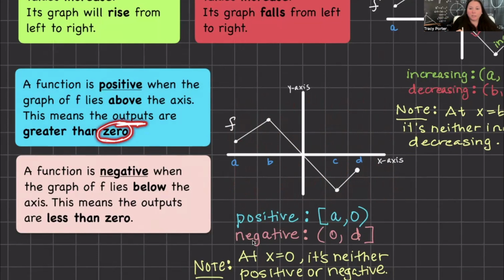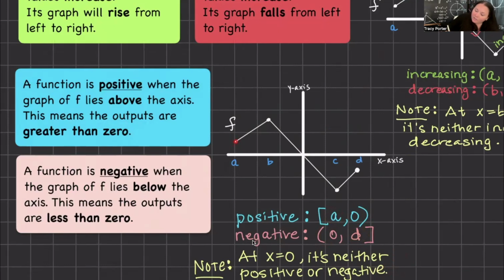Now, here, when you're actually at 0, and we put this down here in a note, we say it's neither negative nor positive. So we would not actually include 0 like a bracket right here because it's not either positive or negative. However, we do bracket the A and the D in this case because at A, you can see that value is above the x-axis, so it is positive.